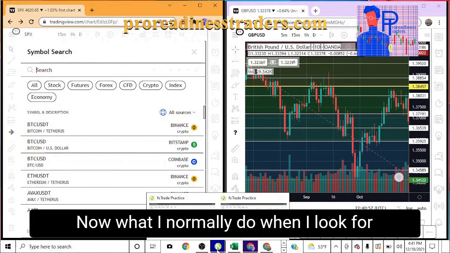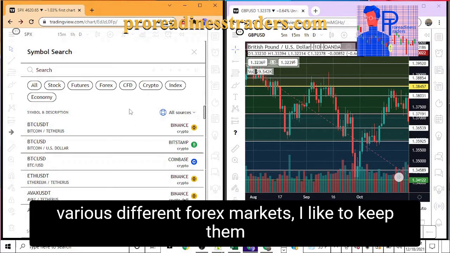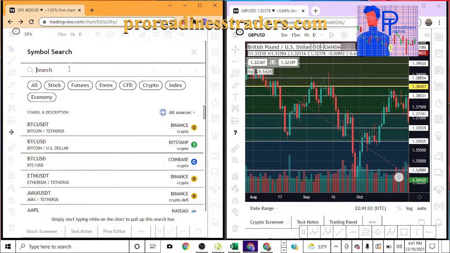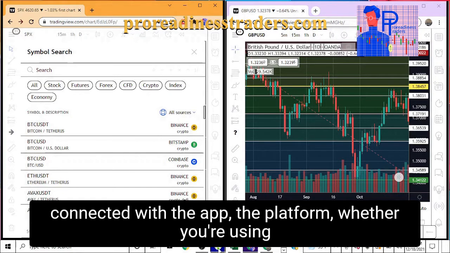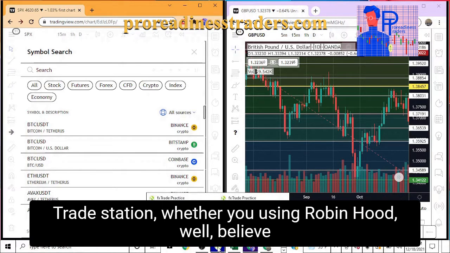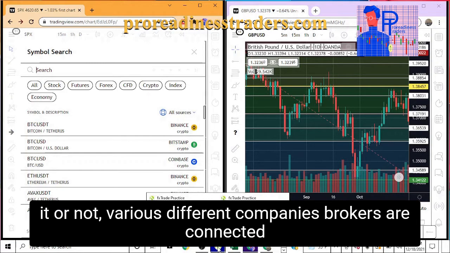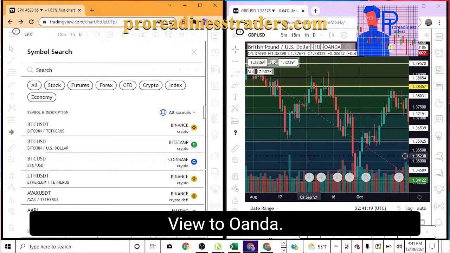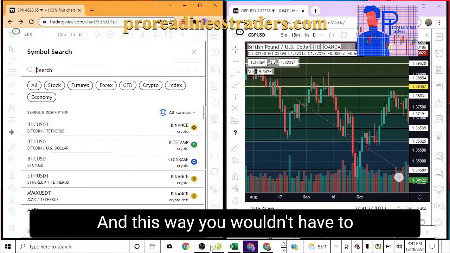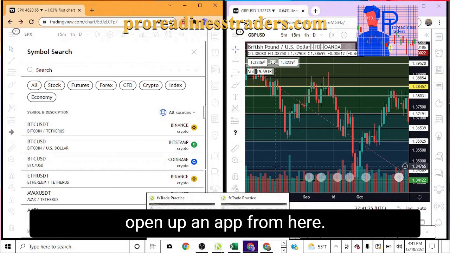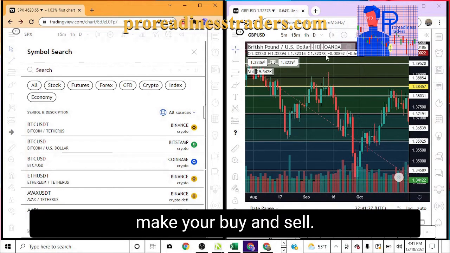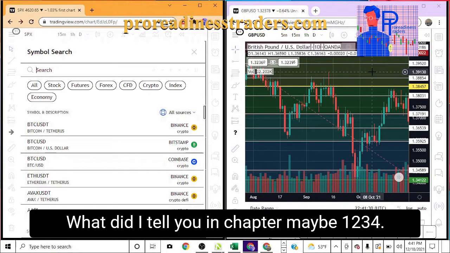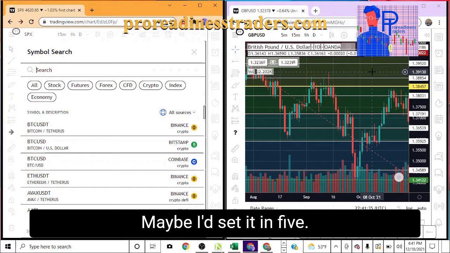Now, what I normally do when I look for various different Forex markets, I like to keep them connected with the app, the platform, whether you're using TradeStation, whether you're using Robinhood. Well, believe it or not, various different company brokers are connected to TradingView, and you can actually connect TradingView to Oanda, and this way you wouldn't have to open up the app from here. You could actually come here and make your buy and sell. But what did I tell you in chapter maybe one, two, three, four? Maybe I said it in five.